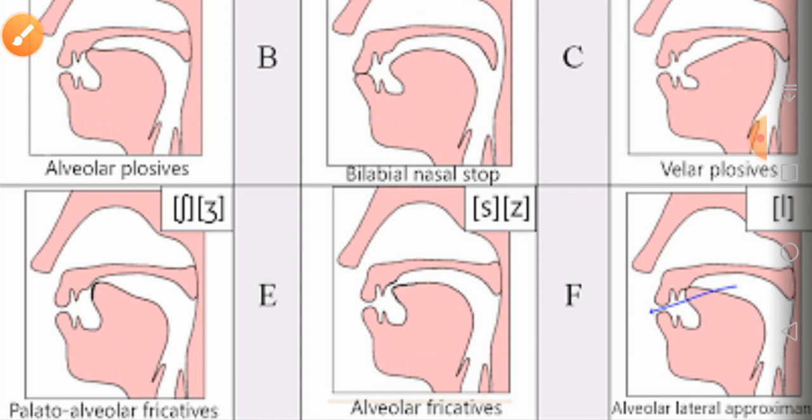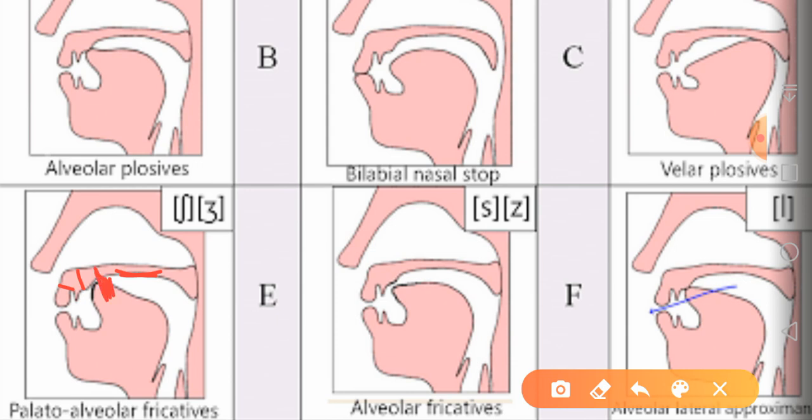Let me draw it for you again. This one is the teeth, and behind the teeth there is the ridge, but this is the hard palate and it is close to this, so that's why it is known as palatal alveolar. It is very close to the alveolar ridge and also towards the palate. So these two sounds are known as palatal alveolar.